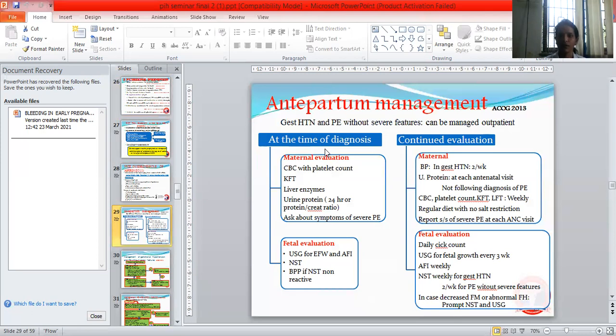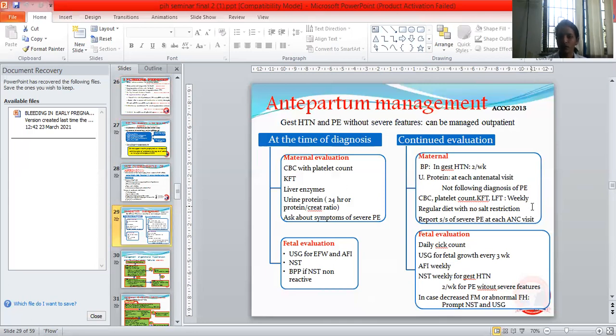She is also asked every day about the impending symptoms of severe preeclampsia. For the fetal evaluation, we do an ultrasound for estimated fetal weight and amniotic fluid index. We also do a non-stress test and a biophysical profile if the NST is non-reactive. After admission also, we continue the maternal evaluation if there is no indication for termination. We do the BP twice a week, and urine protein at each antenatal visit, at least weekly. And these investigations also have to be repeated every week.